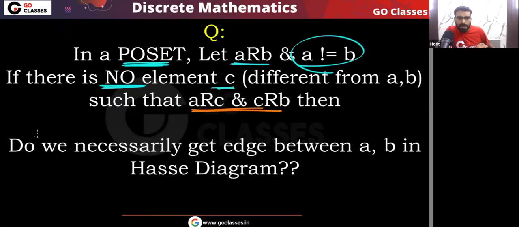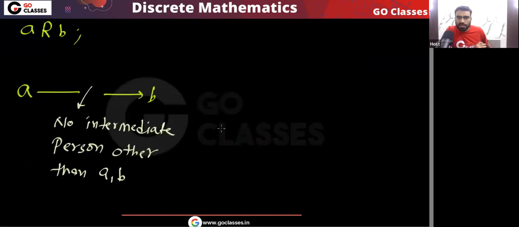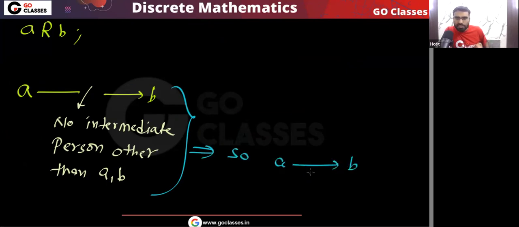Now you tell me, is it necessary that you will get this edge AB in the Hasse diagram? Is it necessary that you will get an edge between A, B? Yes, that will be necessary now. Is this clear? Now that is necessary because there is no intermediate person. So this edge is not a transitive edge.